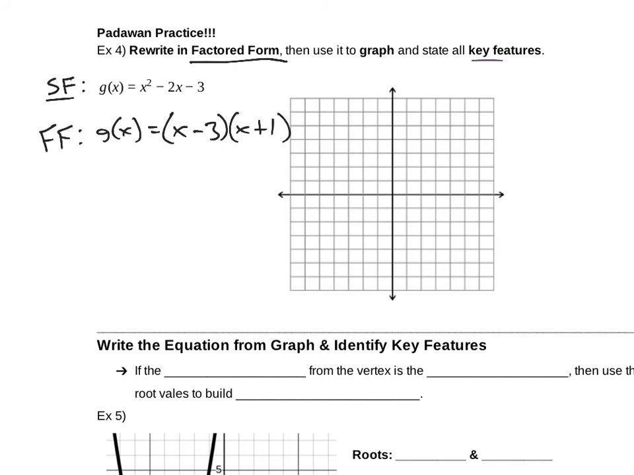Now look, it's not telling you what to do. You have to remember the key features. So roots come from this one. Our roots, x-intercepts. What are they going to be? 3, 0, and negative 1, 0. Which one's smaller? We have to put x in. I want the coordinates.